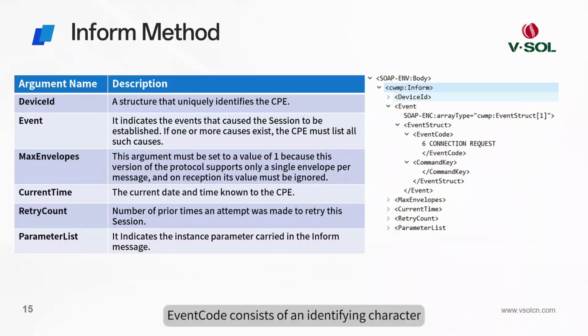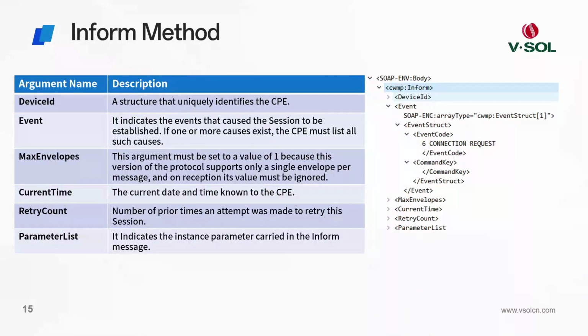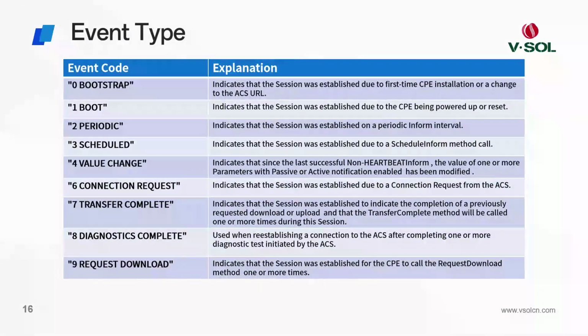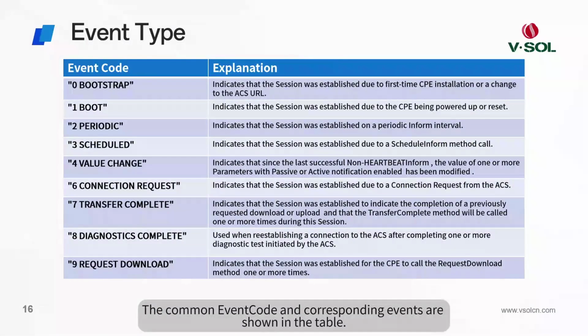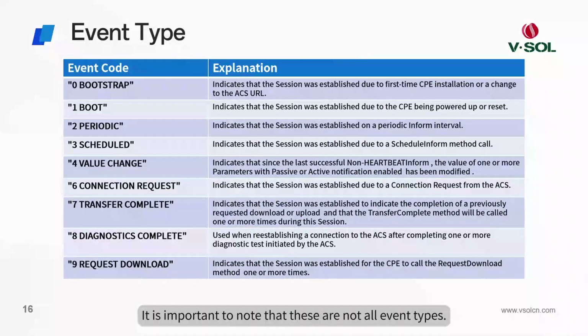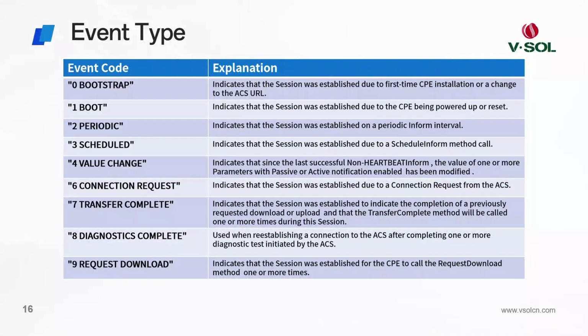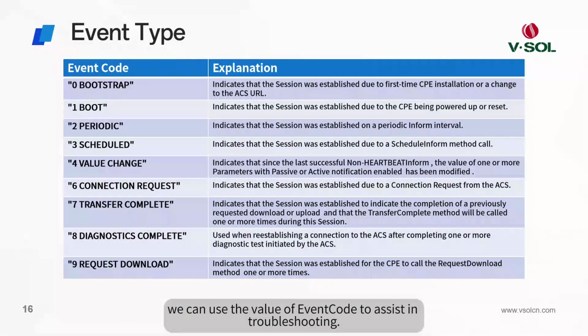Event code consists of an identifying character followed by a text description of the cause. The common event code and corresponding events are shown in the table. It is important to note that these are not all event types. In practical applications, we can use the value of event code to assist in troubleshooting.